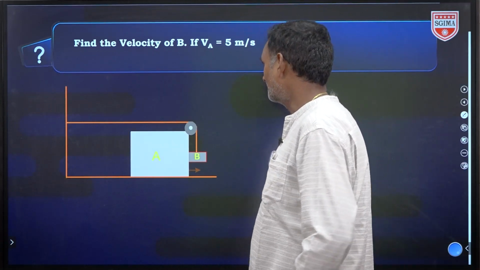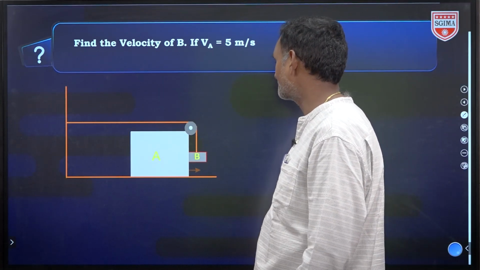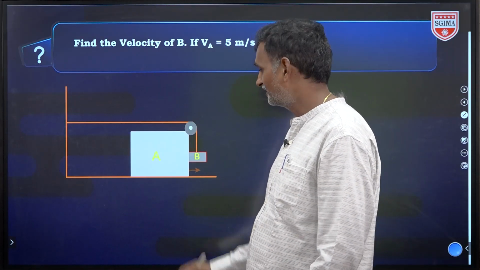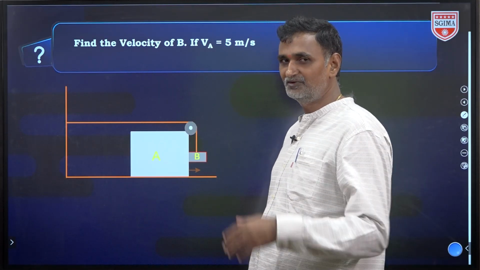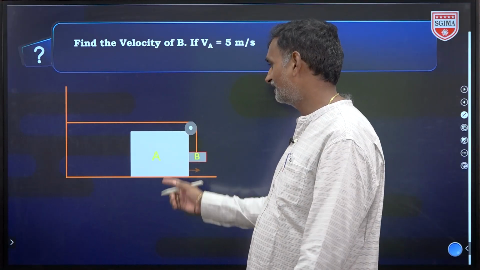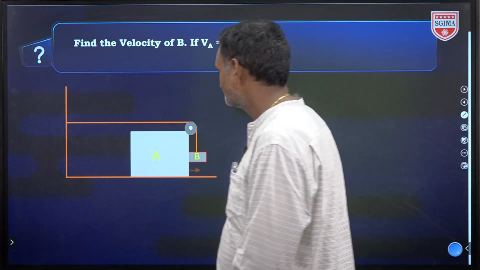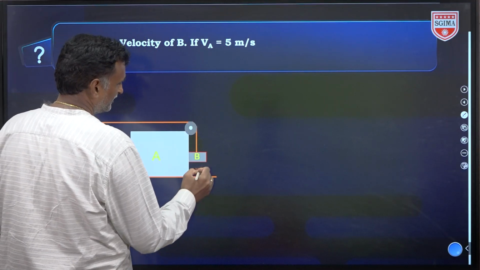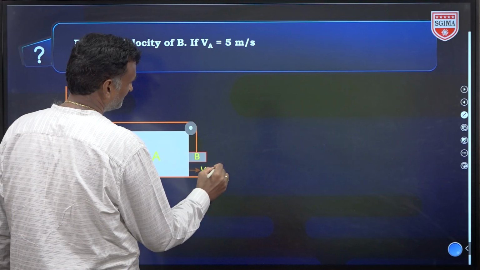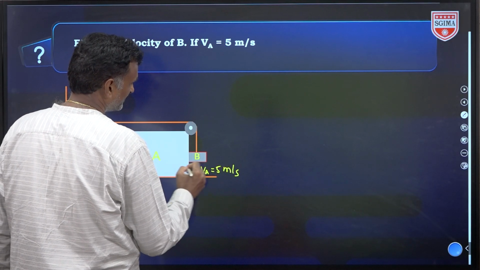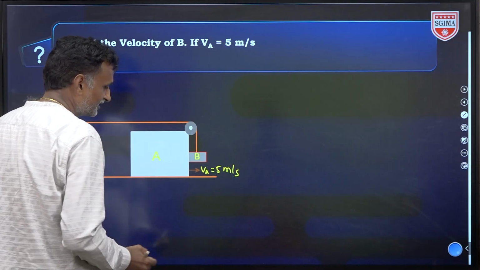Here is the velocity of block B they are asking. VA is given. Block only, like a wedge, some variation we can take here. Okay? So this block is initially going right side with a speed of VA, 5 meter per second. So we need to analyze like here.